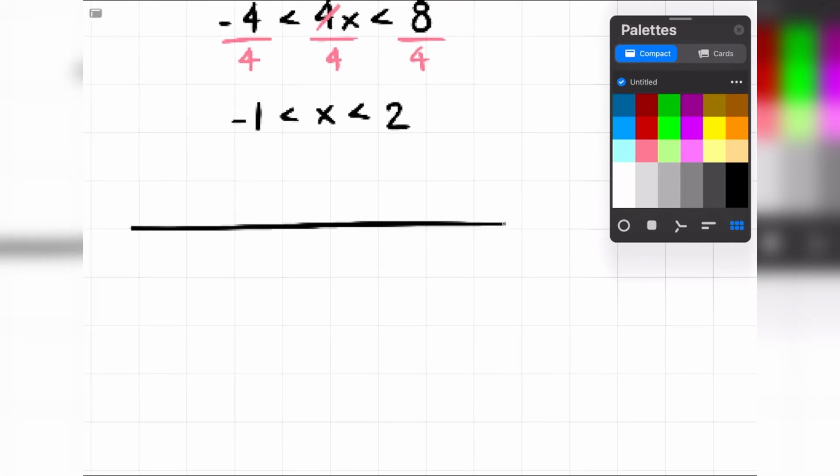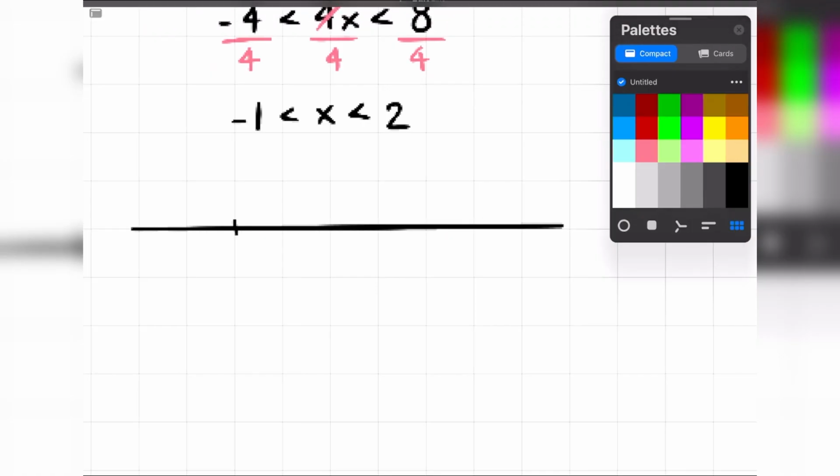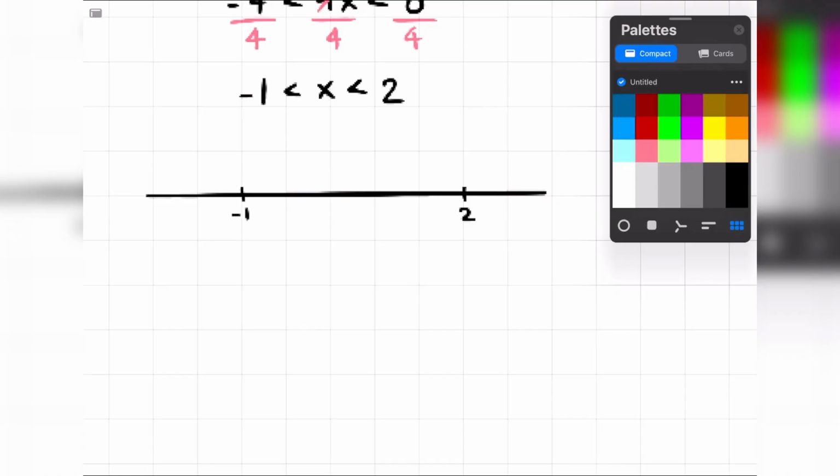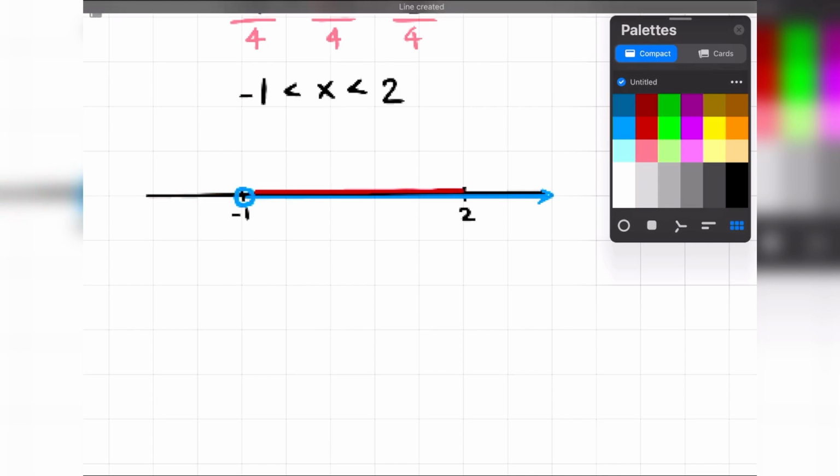There you go. Now we draw this out. -1 is over here, 2 is over here, and for the first one, x is greater than but not equal to -1. So we open up the circle. For the other one, x is less than but not equal to 2.